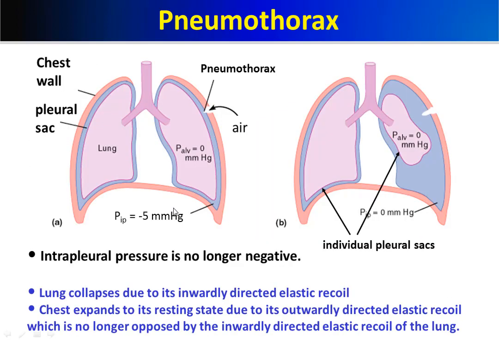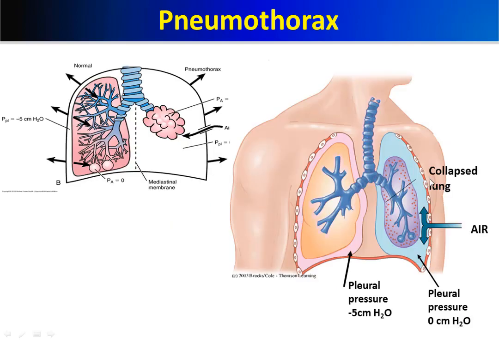So this is what we have here. This is now a trauma. Air gets into the pleural sac, elevating the pressure inside the pleural sac. So now the transpulmonary pressure is no more positive pressure, rather now the pressure inside the pleural sac is higher than the alveolar pressure, resulting in lung collapse.